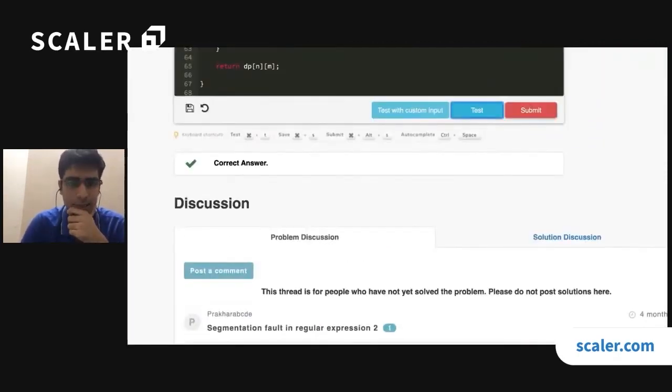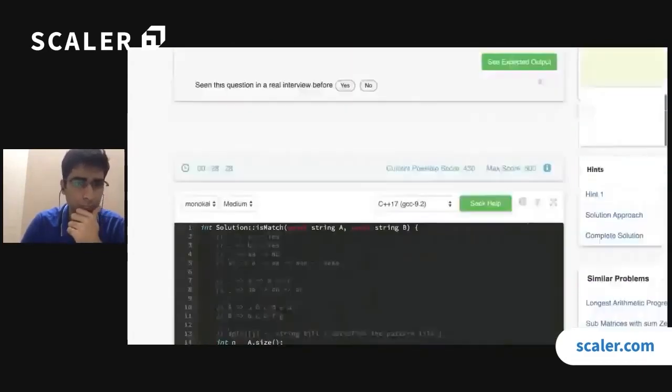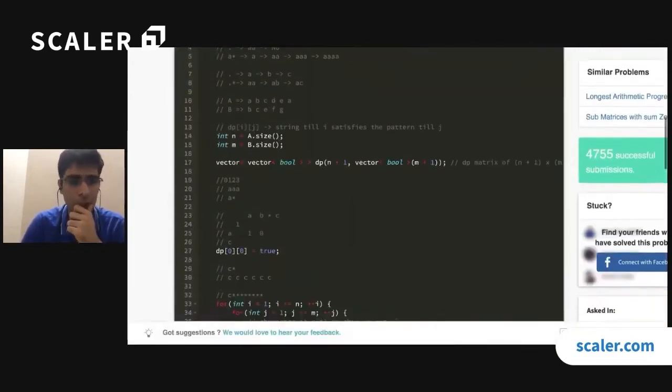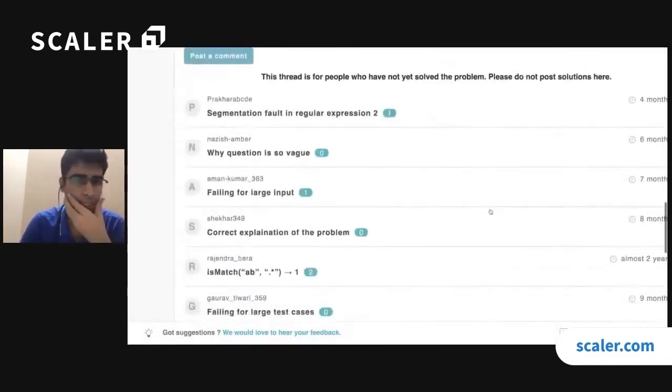Yes. And now the question is, will it pass the submit case? Can there be multiple stars together? There should not be, but can there be? I mean, it's not specified in the input. Let's try to submit it.